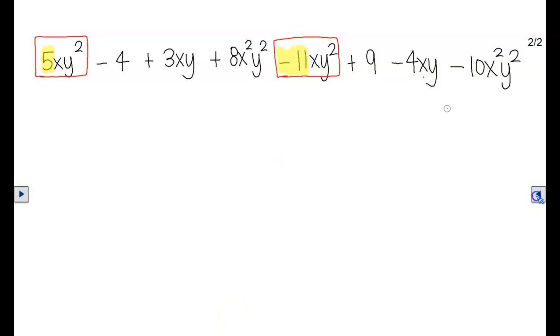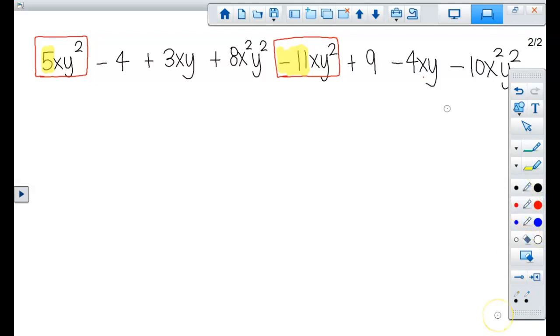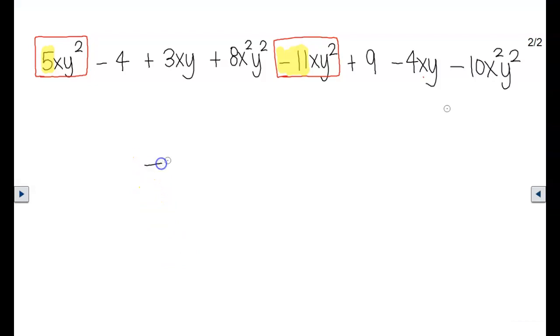5 minus 11 is what we're going to do. So if I do 5 minus 11, I get -6. So let's write -6 on our paper. And then remember, we want to keep the same last name. So the last name for both of these had an x and a y squared. So -6xy squared is what I get when I combine the two terms that are in the red boxes.